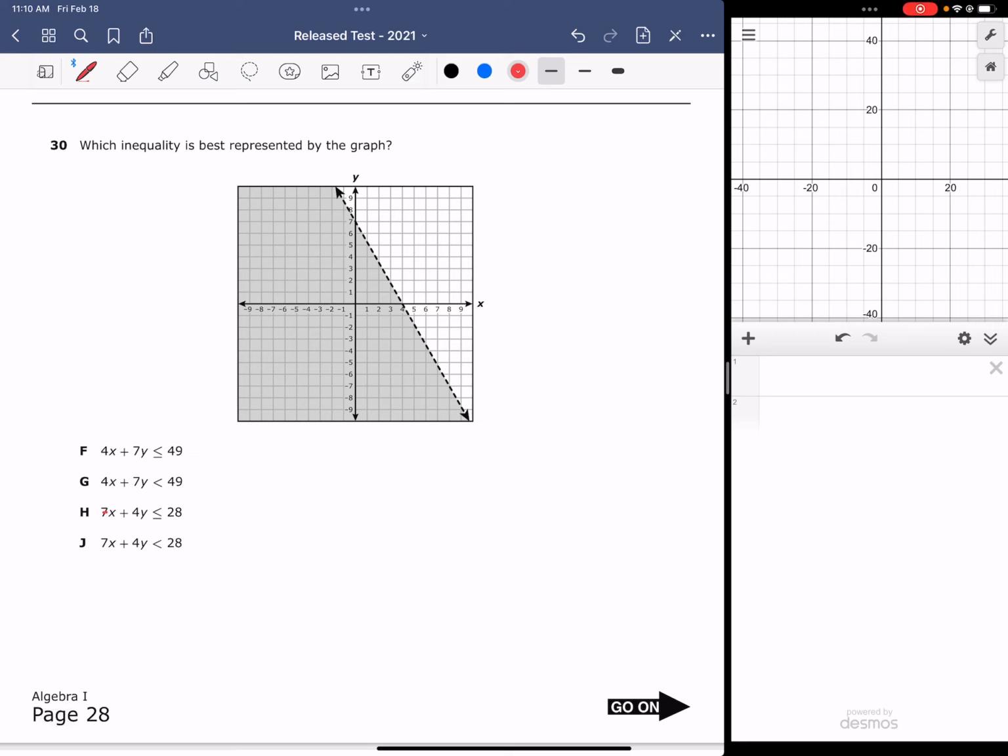Which inequality is best represented by the graph? The first thing I notice about this inequality is that it has a dashed line. And I remember that dashed lines are always represented in inequalities by either less than or greater than.